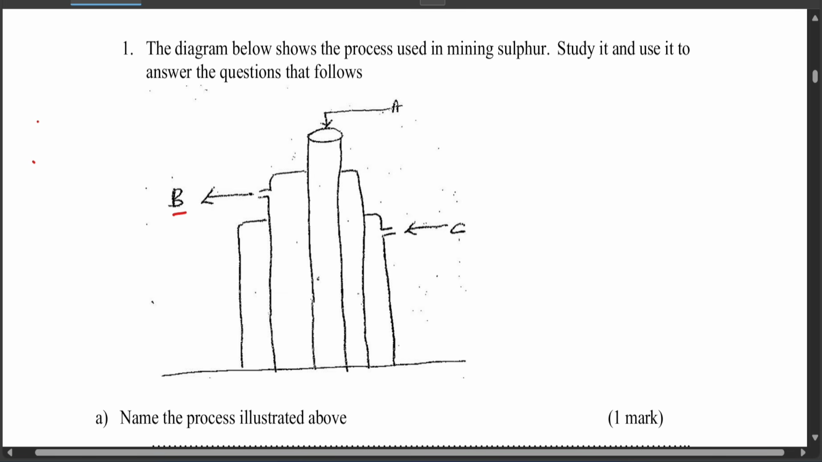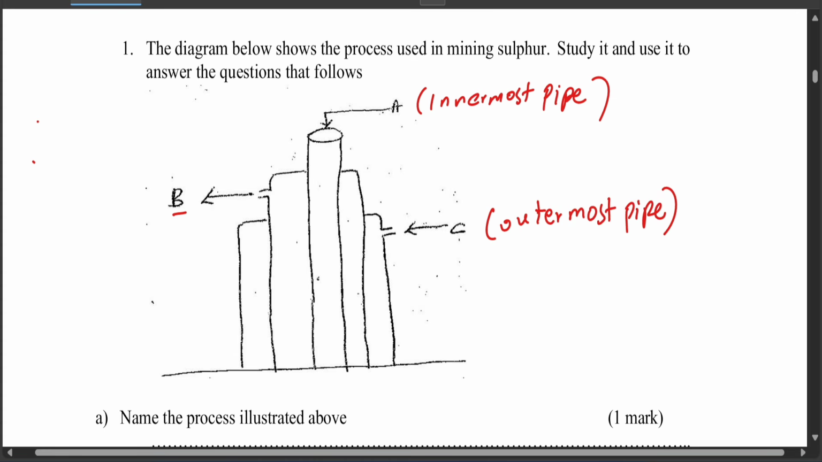Now, these are 3 pipes. This one is usually the innermost pipe, and we have the outermost pipe, which is the C1. Usually the outermost pipe is big, and then we have the middle pipe, and each of these pipes has its own processes and own functions. So these 3 pipes are used in mining sulfur.